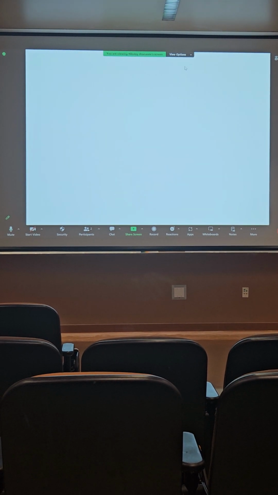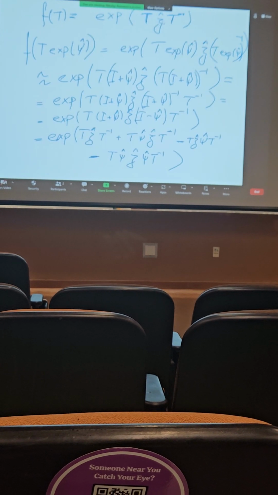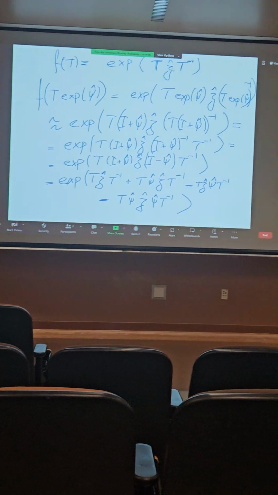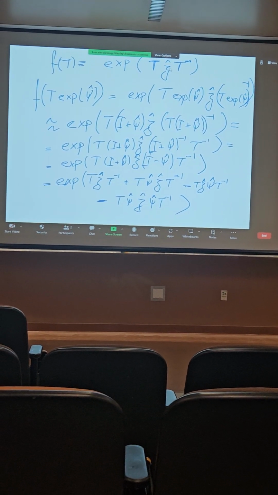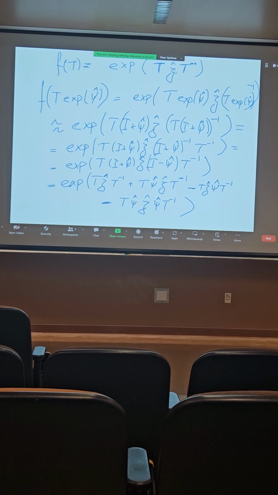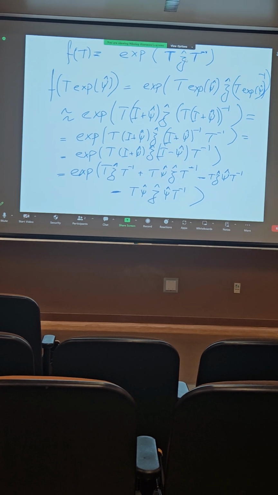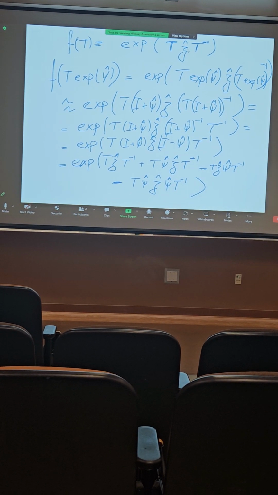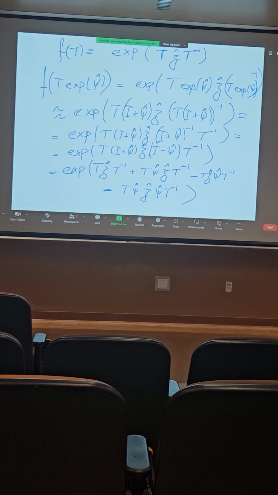Let's keep going. So we got exp of T zeta T inverse plus, what did we have? These two terms are pretty fine. Maybe change the order of psi hat and zeta hat here, to make those two terms look similar, right? And then add it.